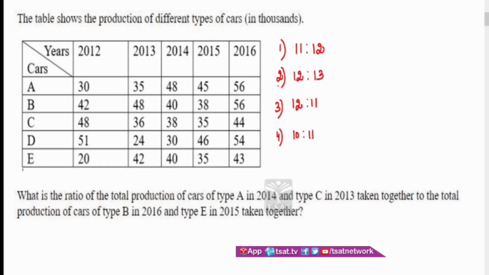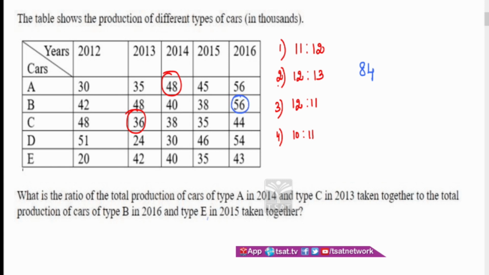See what it says. It's very simple in a tabular graph to look at the data, but you have to be very careful when it comes to the number of years. What is the ratio of the total production of cards of type A in 2014 and type C in 2013, taken together, to the total production of cards of type B in 2016 and type E in 2015, taken together? The total production, if you look at it, is actually how much? 48 plus 36 is 84.